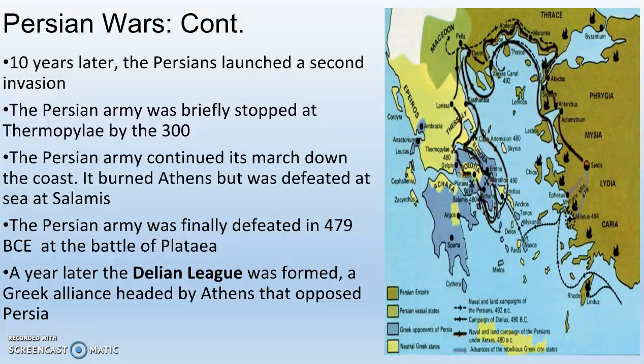So Greek ships are able to destroy the Persian navy, and without the navy, the Persians can't resupply their soldiers, and without resupply, soldiers starve to death, so they go home. The Persian army is finally defeated in 479 BCE, a second time at the Battle of Plataea, and a year later, the Delian League is formed. The Delian League is a Greek alliance headed by Athens with the sole purpose of stopping the Persians. The Persians come back, we've got this alliance, that way they can't beat us up again.